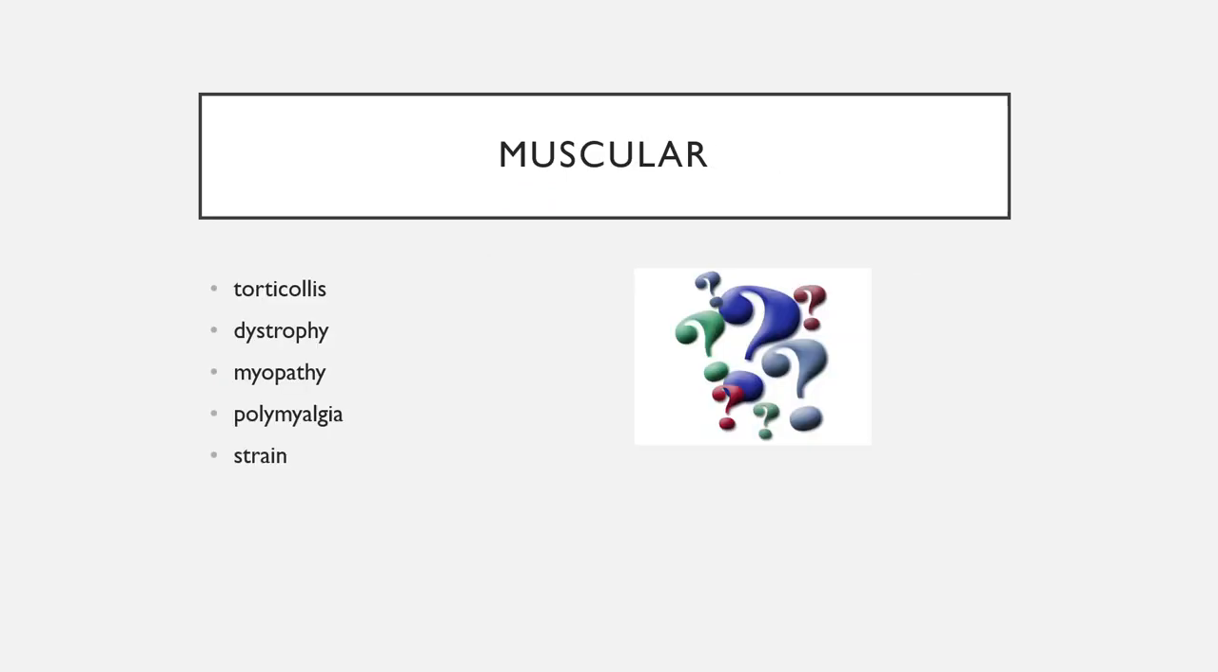So let's review. Torticollis, that's going to be a spasm in the neck. Dystrophy, that's going to be diminished development. Myopathy, disease of the muscle. Polymyalgia, pain in multiple muscle groups. Strain, stretching of muscles or tendons.